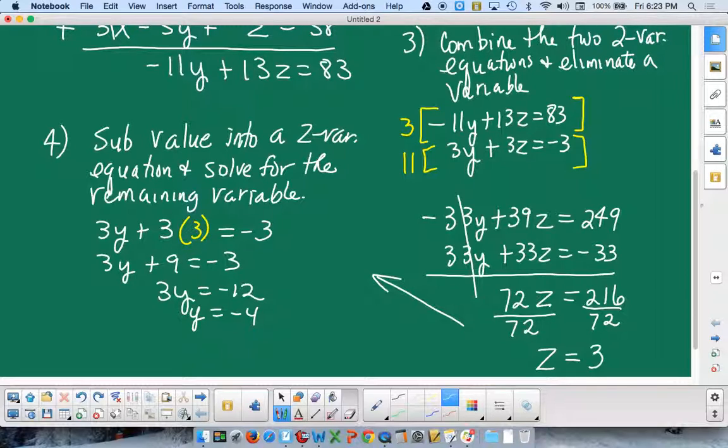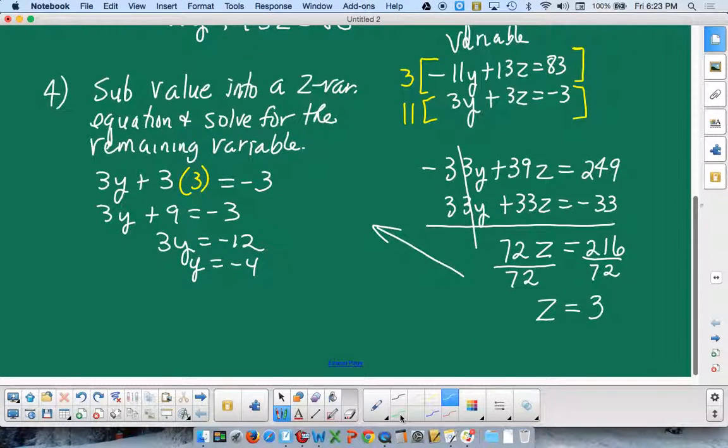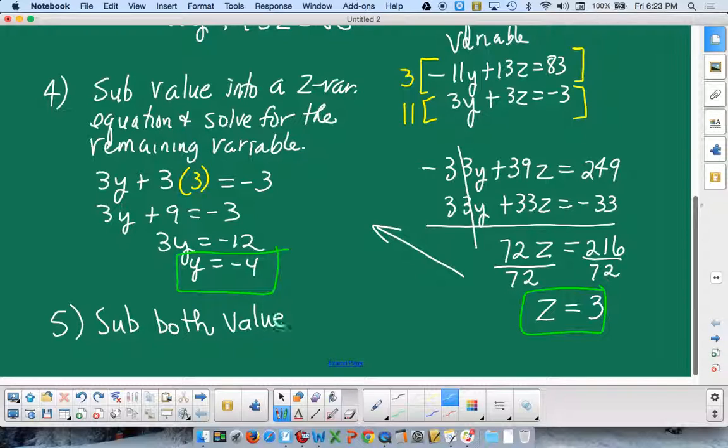So now I have gotten 2 variables solved for. I have the solution for z. I have the solution for y. And at long last, how do I get the solution for x? Well, of course, I have to go back to one of the 3-variable equations. So our final step then is to sub both of the values we found so far into one of the original equations.